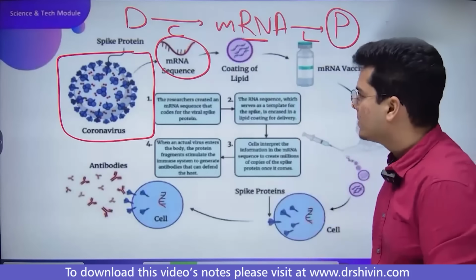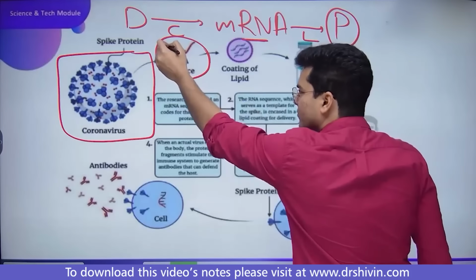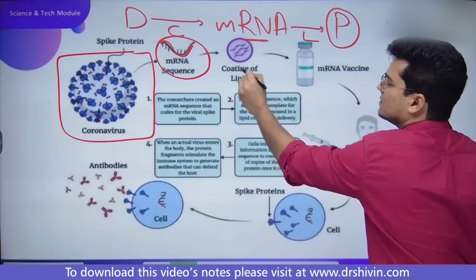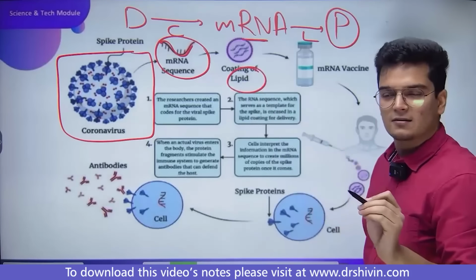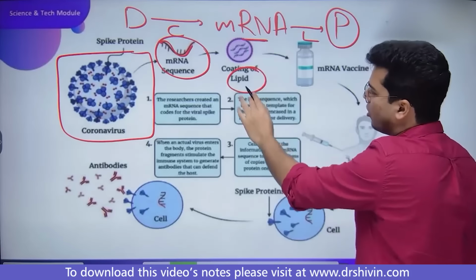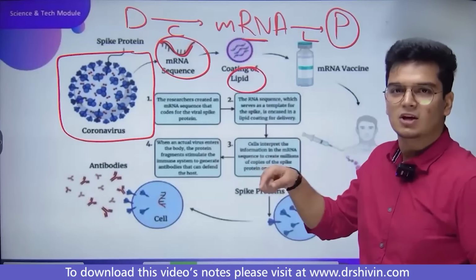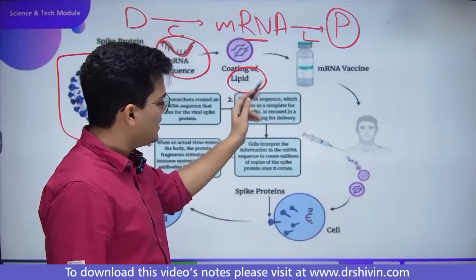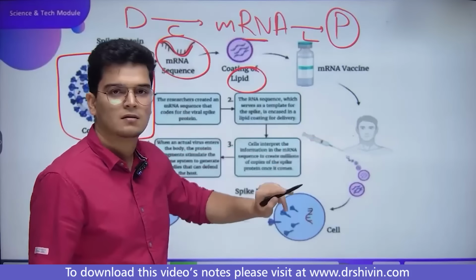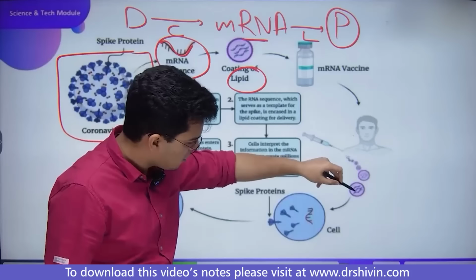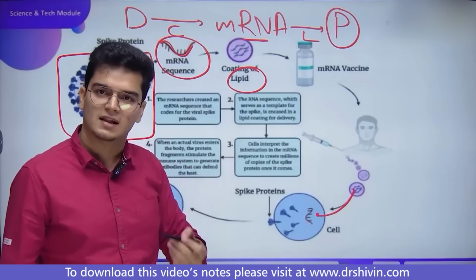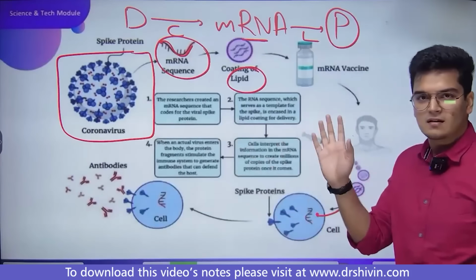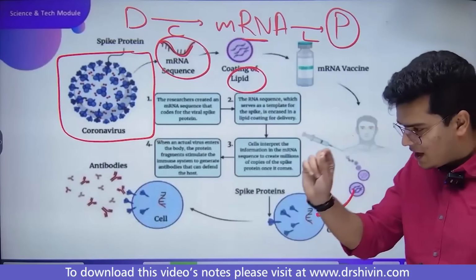Now what did I do? Once I found this mRNA sequence, I used a coating of lipids. Lipid means fat. I used a coating of lipid around that mRNA sequence and delivered that mRNA sequence coated with lipid as a vaccine to this person. This person got the mRNA sequence inside his cells. Inside his cells, the mRNA sequence was there. Now, what does the mRNA sequence do?